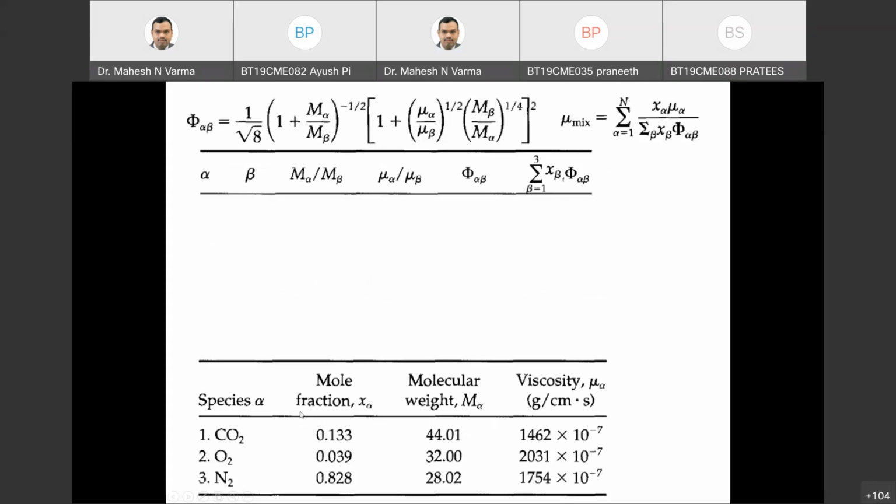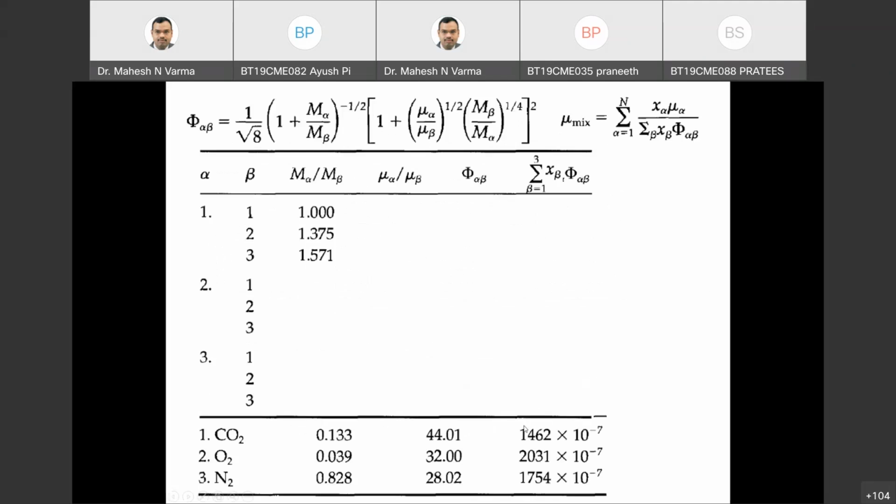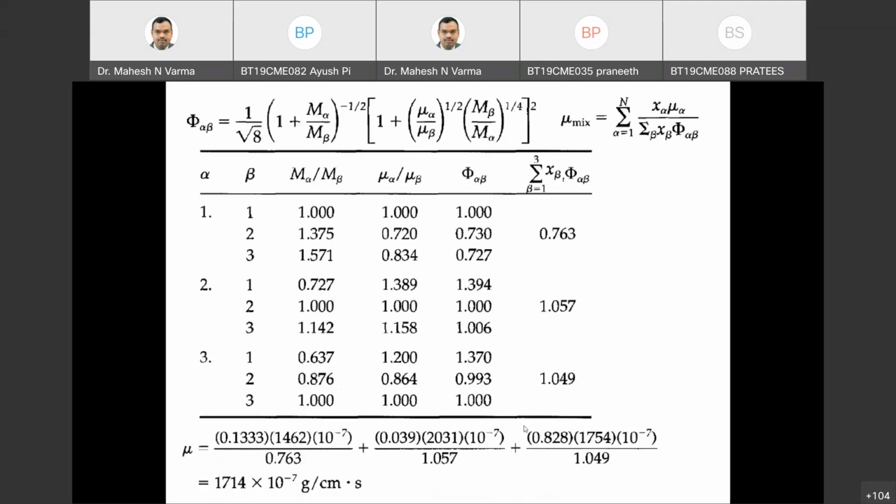This problem we solved in the last class. You can get the interaction, you can get the summation, and then you can get the viscosity of the mixture. This is what we have seen till now. Does anybody have any confusion over here?